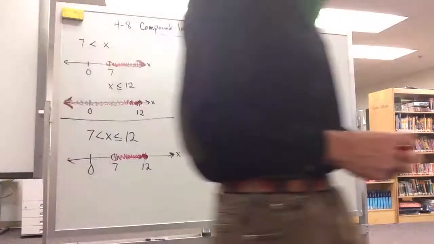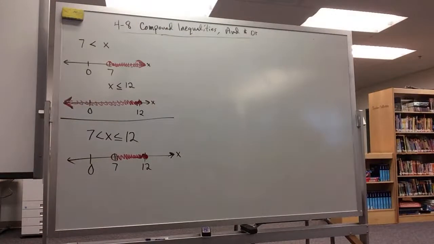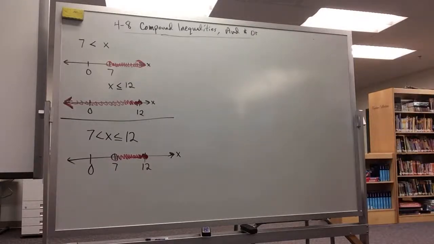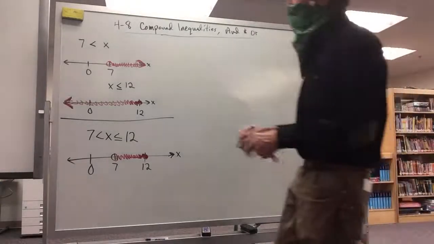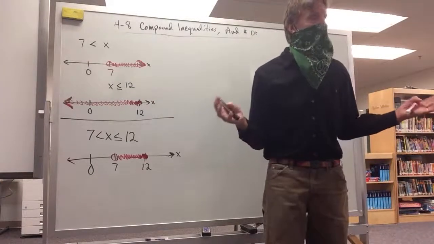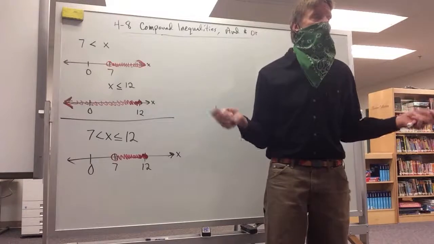That's a double inequality, or a compound inequality. And this is where it gets kind of weird. What this is, is the intersection of these two things. When you think about an intersection of streets, the intersection of 2nd and Main.